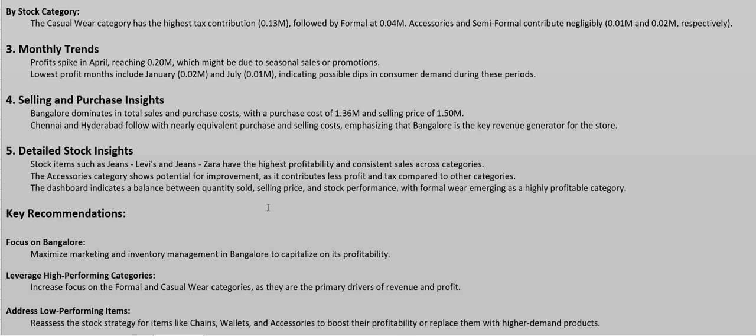Detailed stock insights. If you're talking about detailed stock insights, stock items such as Jeans Levi's and Jeans Zara have the highest profitability and consistent sales across categories. The accessories category shows potential for improvement, contributing less profit and tax compared to the other categories.